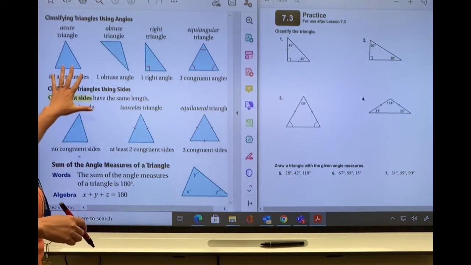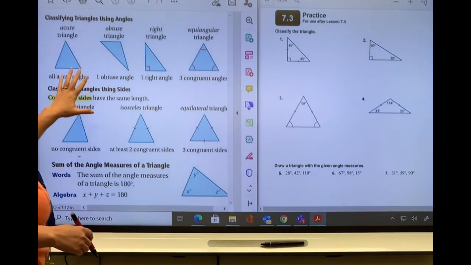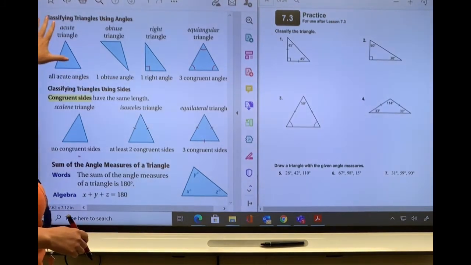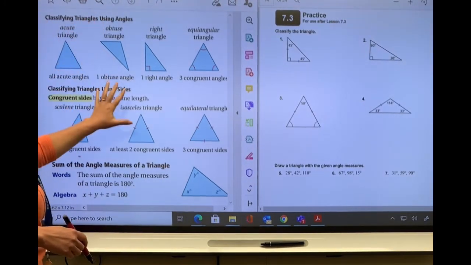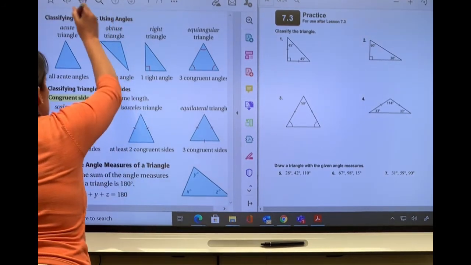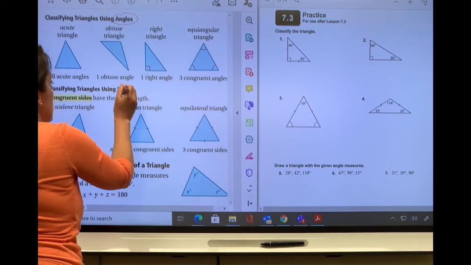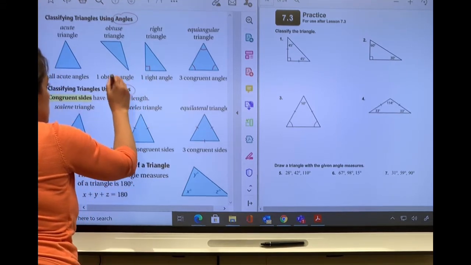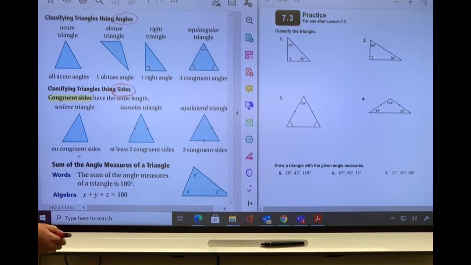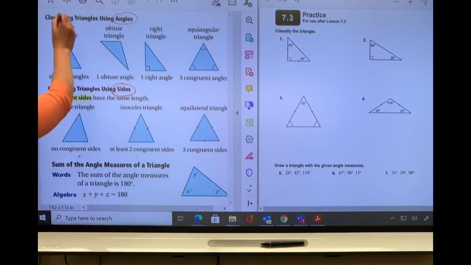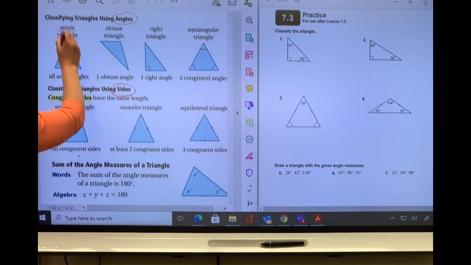This page is to help you classify triangles. So we've got two ways of classifying. You can use angles and then you use the sides. So you're going to look for both of these things. You're going to look at the angles for the triangles and you're going to look at the sides for the triangles. Okay?